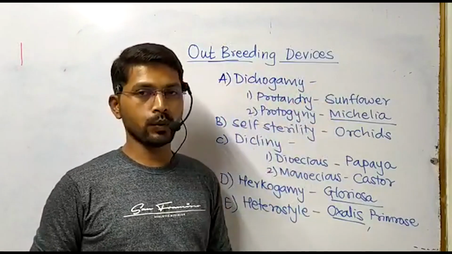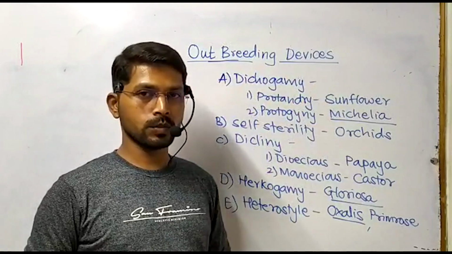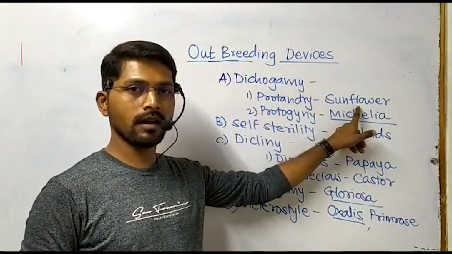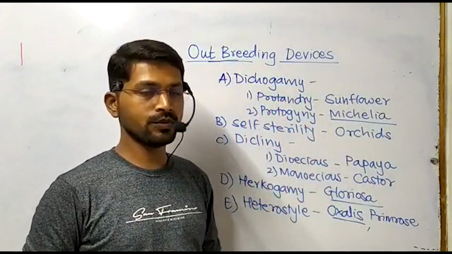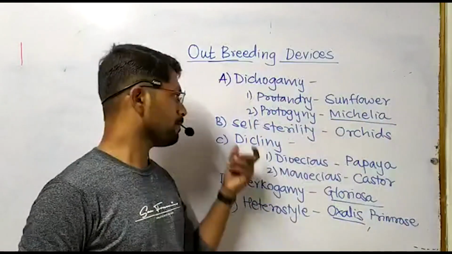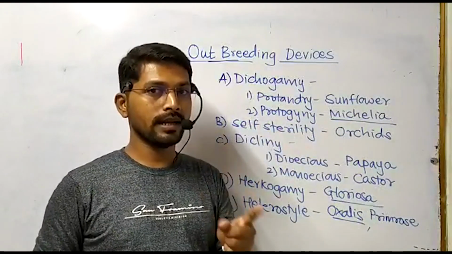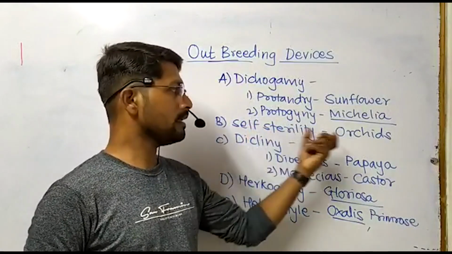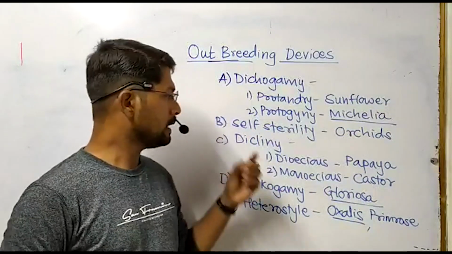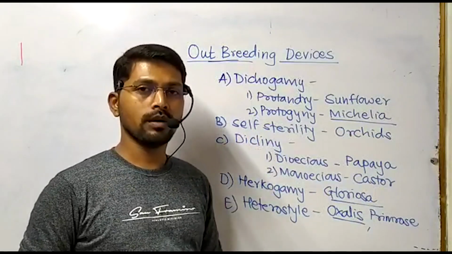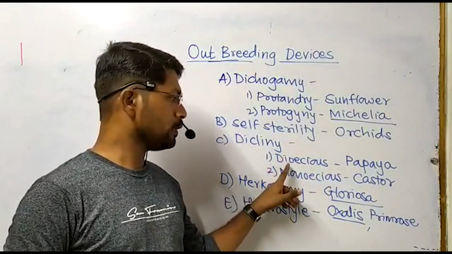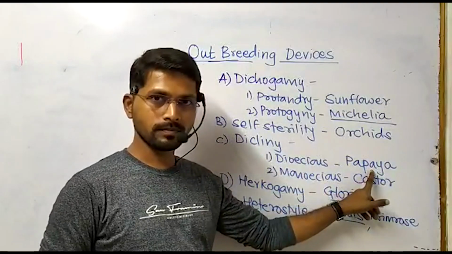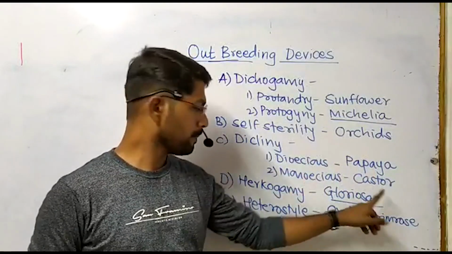First one is called dichogamy, which is related to non-simultaneous maturation. In protandry, the androecium matures first, and the example is sunflower. In protogyny, the gynoecium matures first, and the example is mycelium. Self-sterility is the genetic mechanism related to a multi-allelic single gene S, and self-sterility is most commonly seen in orchids. Third one is called dicliny. We also call it unisexuality, by producing a dioecious or monoecious condition. The best example for the dioecious condition is papaya, and for the monoecious condition it is castor.